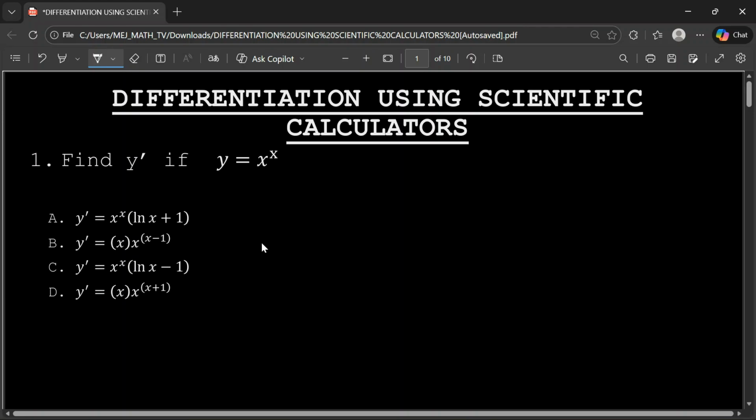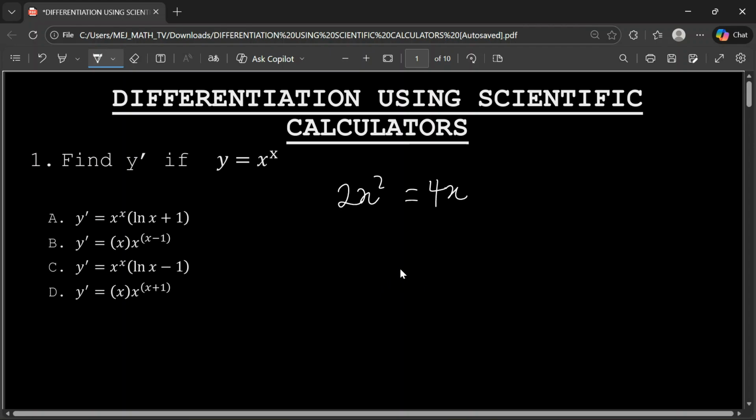Hey everyone, today I'm going to show you a shortcut for solving differentiation problems using your scientific calculator. But here is the thing you need to understand: your calculator cannot give you an algebraic answer. For example, if you are asked to differentiate 2x squared, it won't tell you the answer is equal to 4x.